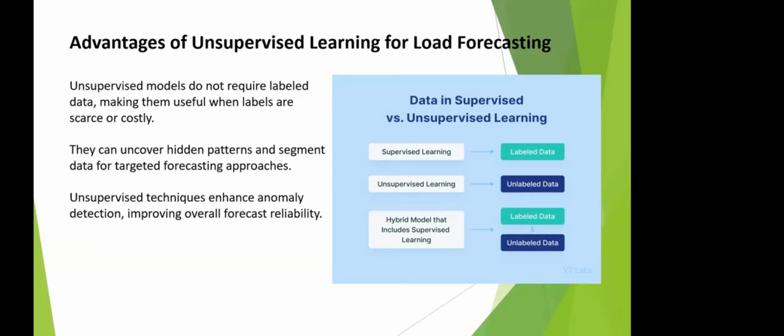For instance, clustering algorithms like K-means can segment days with similar load profiles, for example weekdays versus weekends. That enables utilities to tailor forecasting models for distinct groups. In unsupervised methods we can also utilize anomaly detection, identifying irregularities like sudden spikes or drops in demand that may indicate equipment failure or fraud. Furthermore, dimensionality reduction techniques like PCA simplify the data set by extracting the most influential features, improving computational efficiency.